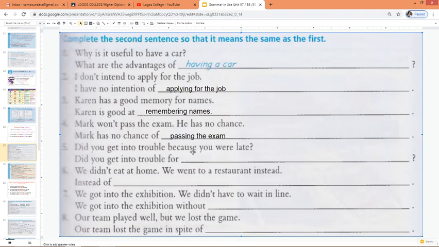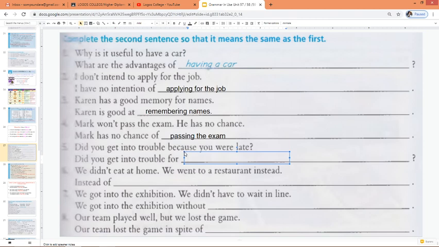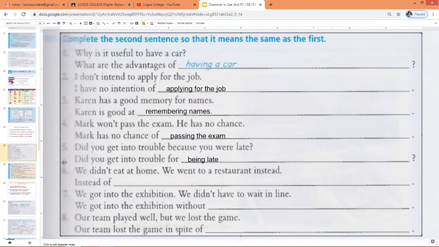Did you get into trouble because you were late? Did you get into trouble for? All right, so this one is a little tricky. They use the verb to be, and they put it in the past tense. All right, you were late. So to make this question the same meaning, but they want you to use a gerund. So the verb is to be, and the gerund is being. Did you get in trouble for being late?